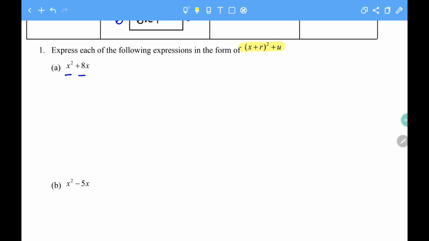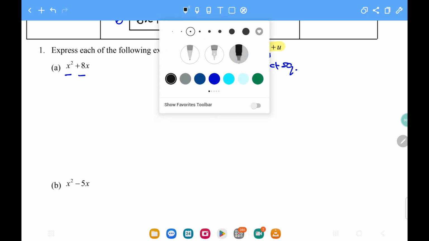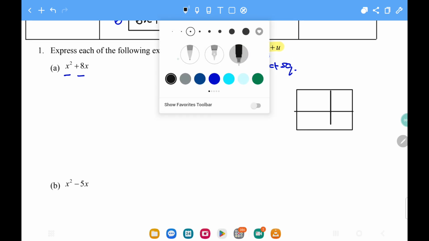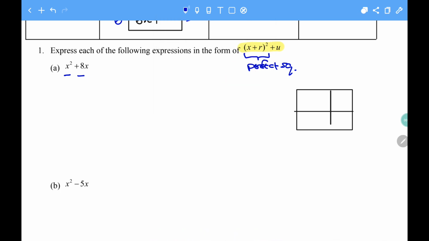So when I see this form, notice that this portion here has the power 2. This is my perfect square. When I see my perfect square here, it means the question wants me to do it by the completing the square method. So let's draw the box. Now I want you to sub in the two terms into the box. Okay, you have x squared.